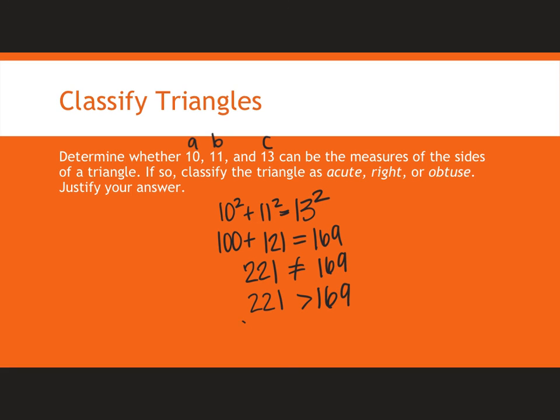So that means I have a squared plus b squared is greater than c squared, and when the sum is greater, then my triangle is acute. When the sum is greater, my triangle is acute.